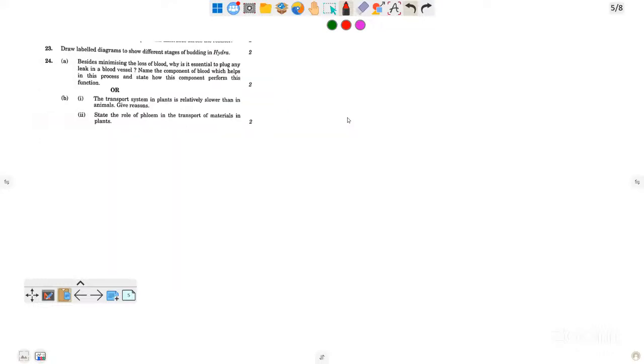Then the next question, it's a 2-mark question. It's a very easy question and this is a PYQ, a previous year question. Draw a labeled diagram to show different stages in budding of hydra. Very easy. It's time to express your drawing skills. I'm not good at drawing.